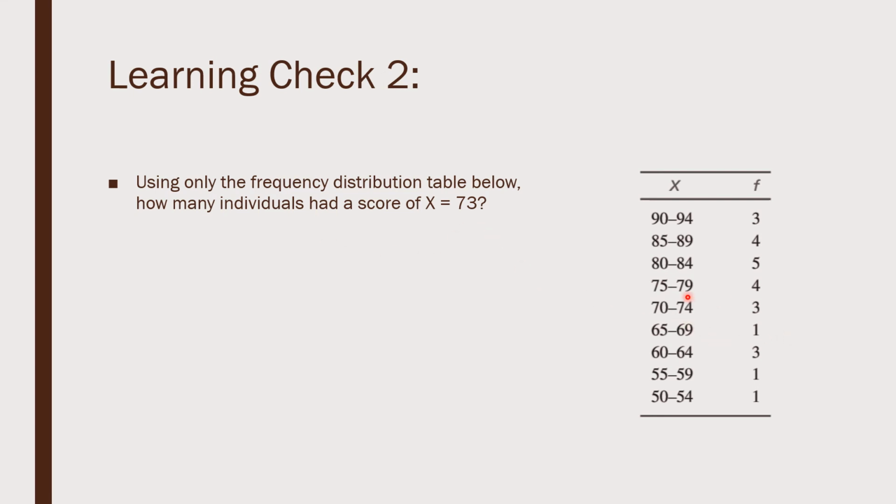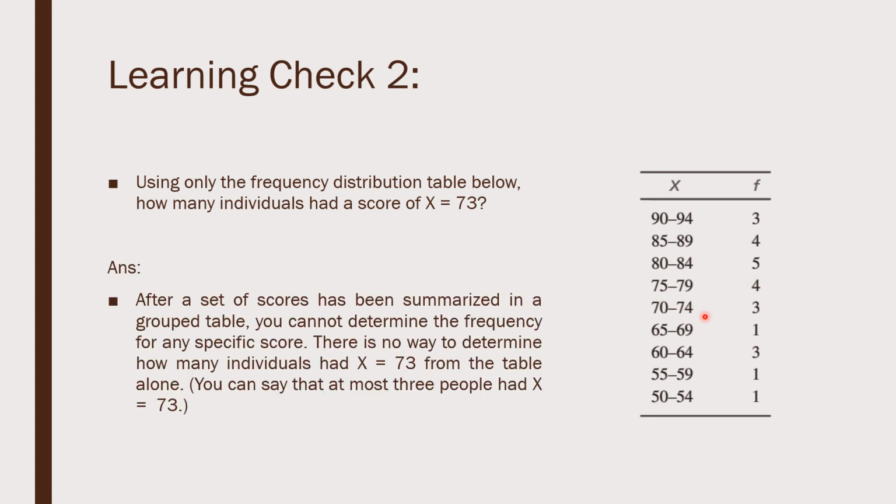Obviously, we know that 73 falls in this class interval. We have the frequency number, but we don't really know how many 73s are present. There is a chance that all three scores could be 73, but we cannot say for sure. It's a guess, because there are three in this category. All three could be 73, or none of them could be 73, because we're looking at a class interval. So the answer would be to admit that we will not be able to determine that, because this is a grouped frequency table.